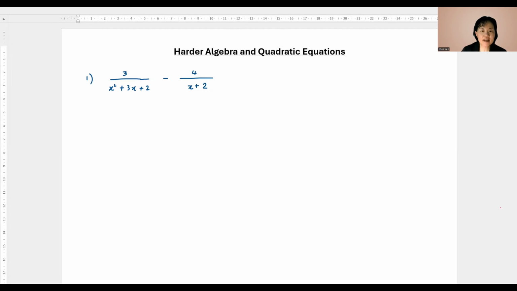Hi everyone, today we're going to do harder algebra and quadratic equations. First, we have 3 over x squared plus 3x plus 2, minus 4 over x plus 2.